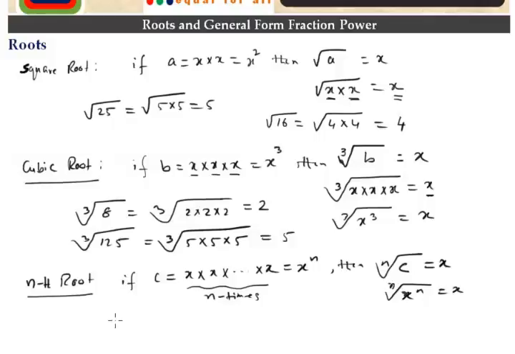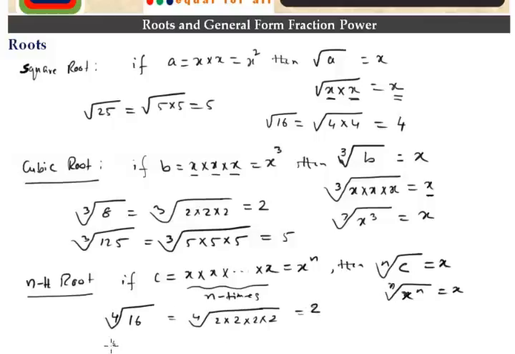So for example, fourth root of 16. Fourth root of 16 means 2 times 2 times 2 times 2. 2 times 2 is 4, 4 times 2 is 8, 8 times 2 is 16. So 2 is multiplied 4 times. So fourth root of 16 will give us 2.